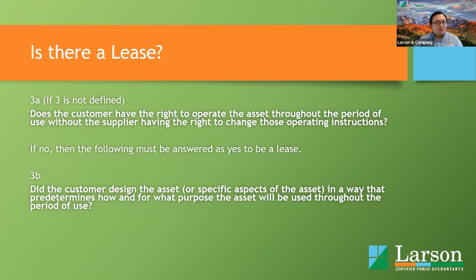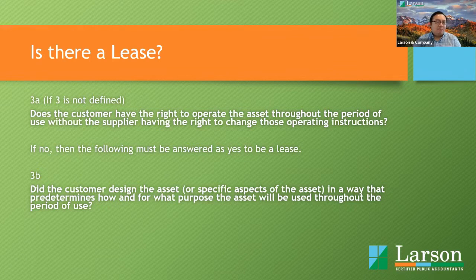If you say no to the third one, there are some additional questions to consider that may still allow you to qualify. So 3A and 3B are introduced. 3A is, does the customer have the right to operate the asset throughout the period of use without the supplier having the right to change those operating instructions? If no, then the following also has to be answered, is that the customer designed the asset in a way that predetermines how and for what purpose the asset will be used throughout the period of use.